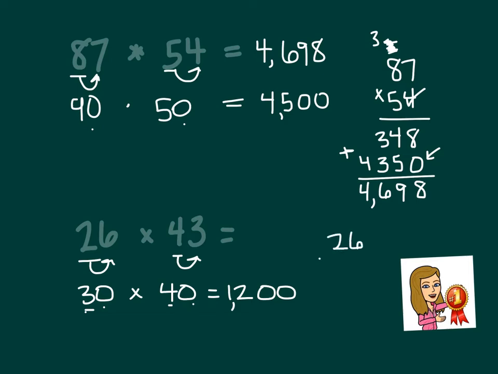26 times 43. Now in this case, we don't necessarily need the larger number on top. You certainly can do it that way if you'd like. You'll get the same answer either way. That's the cool thing about multiplication.